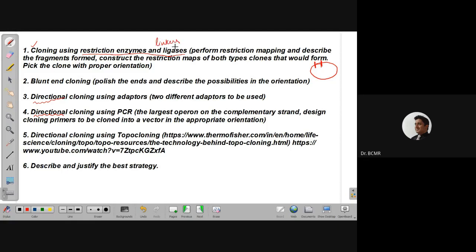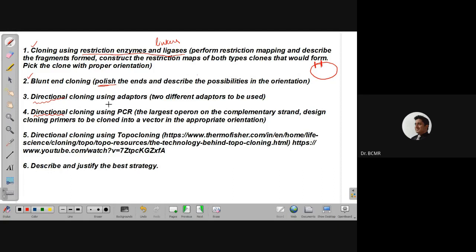In the second one, you have to do blunt end ligation, where you're trying to polish the ends, either by extension using Klenow fragment or using exonuclease. You're cleaving it and polishing the ends, and you're going to do blunt end ligation. Okay. Then there is one more.